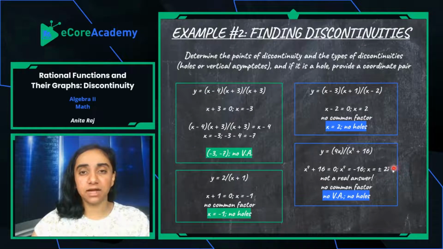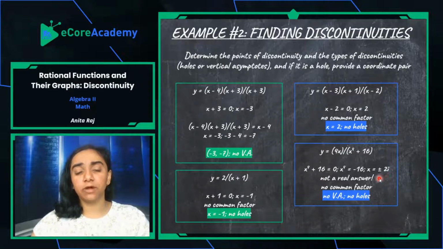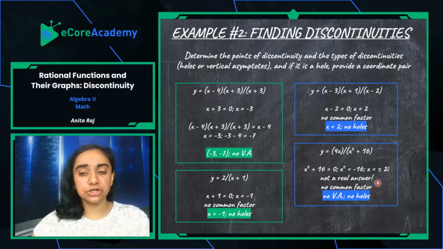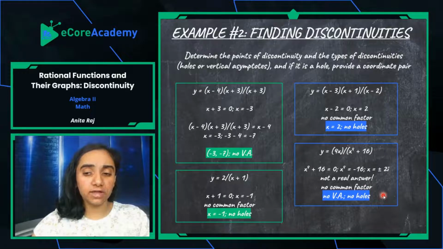So this is not a real answer. I want you to keep in mind that i is not a real number. And again, we're graphing on the real number plane. So technically, this answer is void. So there is no vertical asymptote. And you can also see there is no common factor between the numerator and the denominator. So there are no vertical asymptotes and there are no holes in this function.